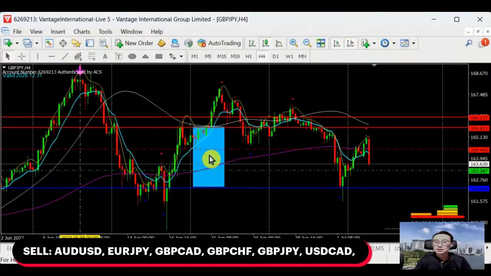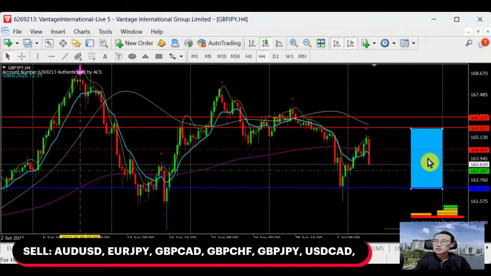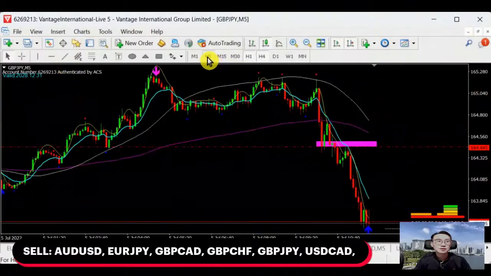All right, so at this point, I leave it here so that it's clearer. Pound yen, we are left with a little bit of space here, about another 30 pips. So let's see.